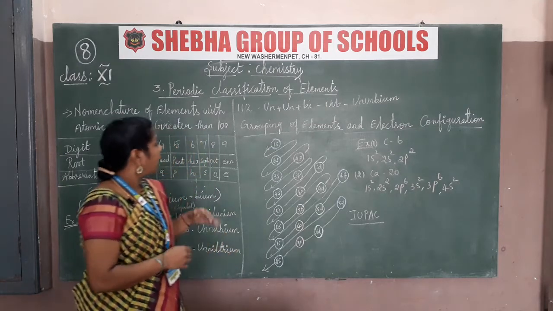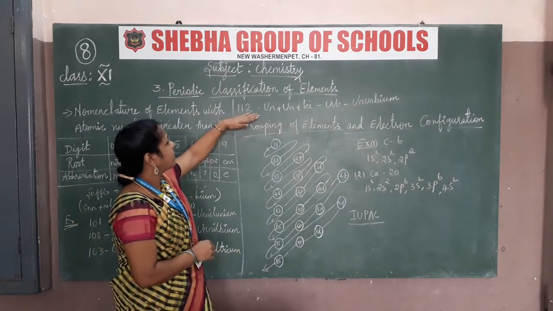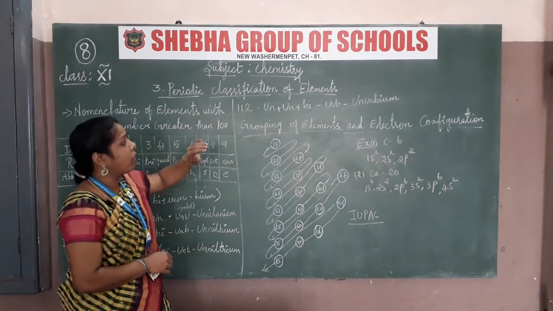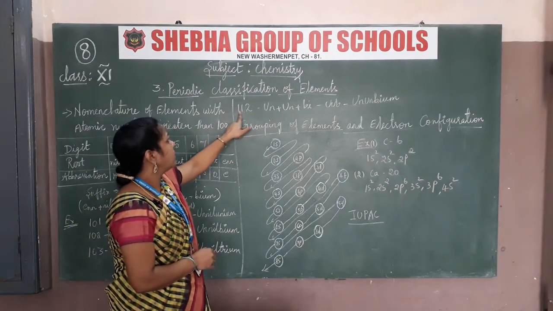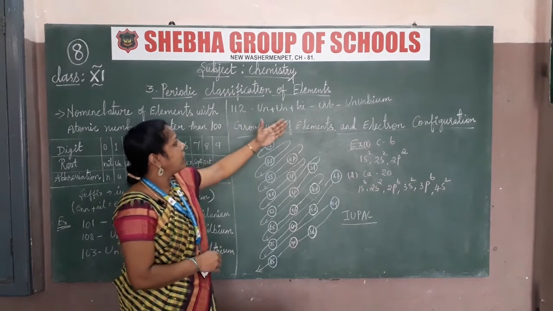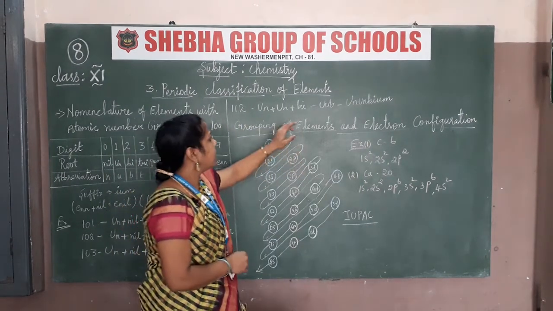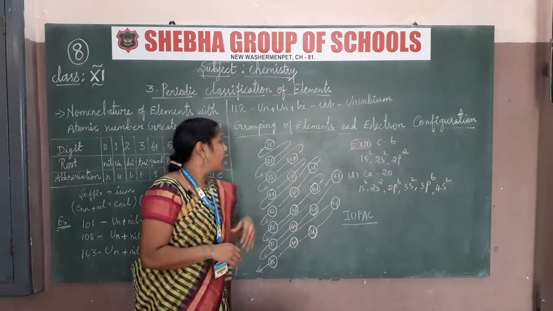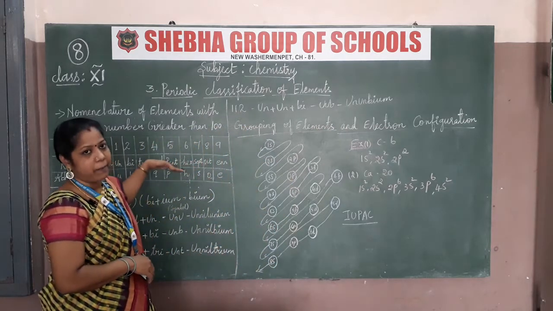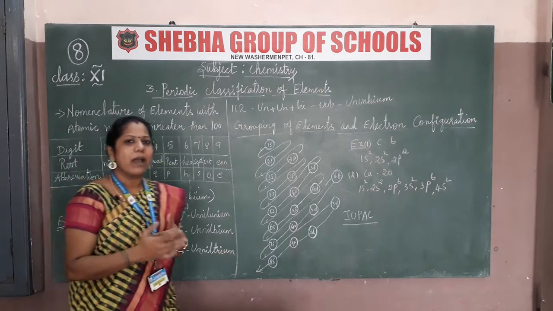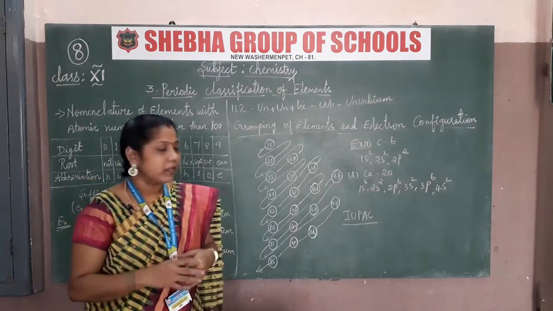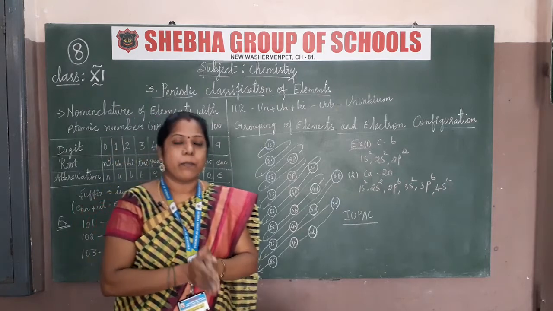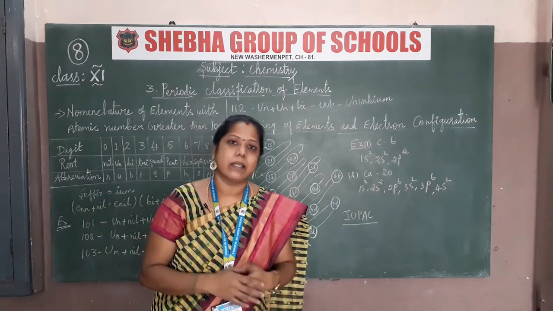Move on to one more example, 112. The 112th element, how to write it? That is un-un-bium. The symbol is UUB. It is very interesting to learn if you refer to these tabulations. Likewise, you have to practice writing the temporary names of elements greater than 100.